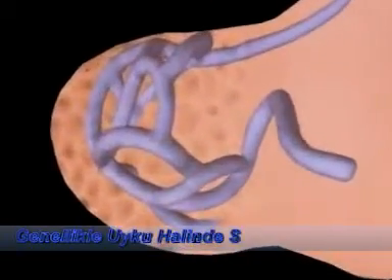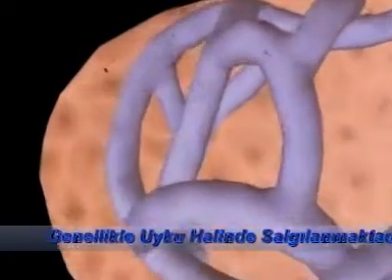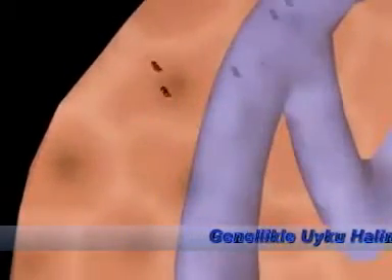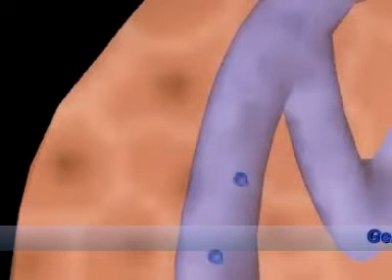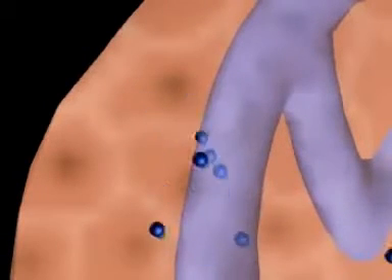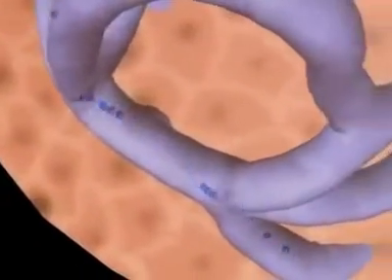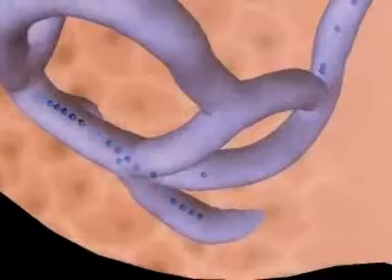TRH is secreted into the hypothalamo-hypophyseal portal vessels and carried into the anterior lobe of the pituitary gland, where it stimulates cells that make thyroid-stimulating hormone, TSH. TRH stimulates the release of TSH from the anterior lobe of the pituitary. TSH enters the bloodstream and is carried to the thyroid gland.